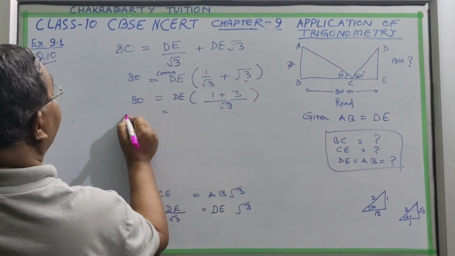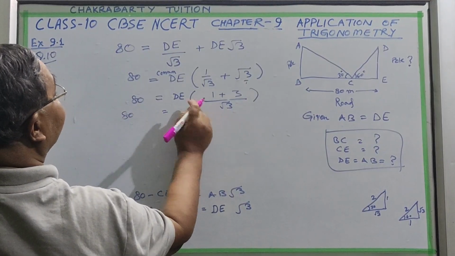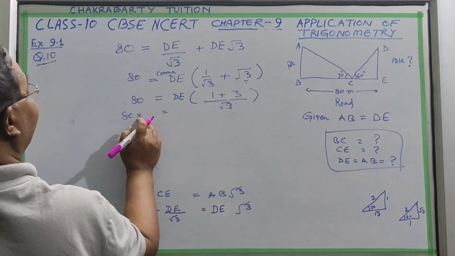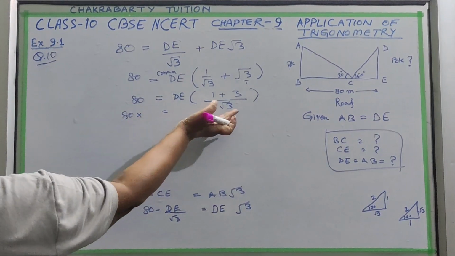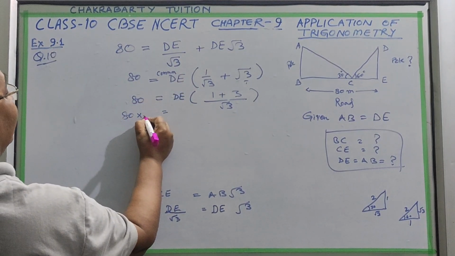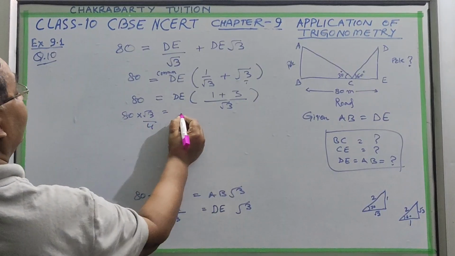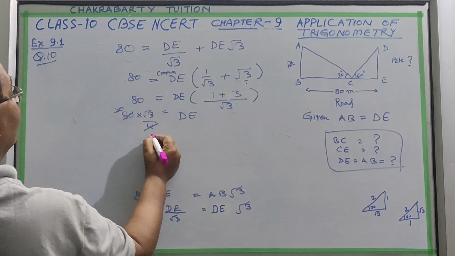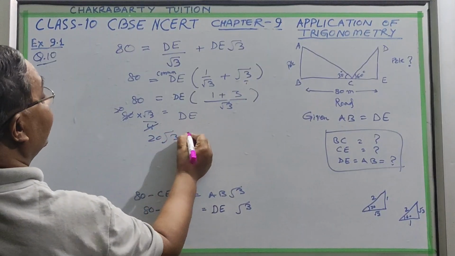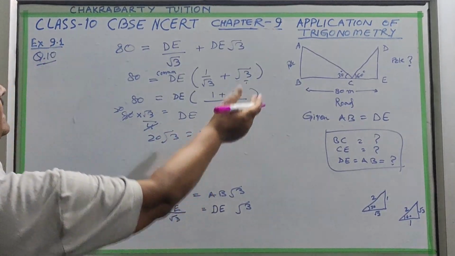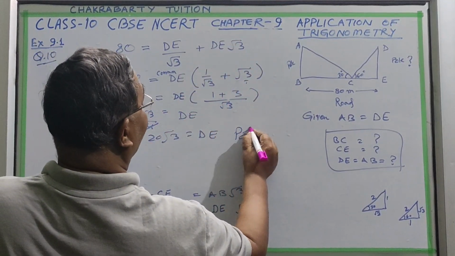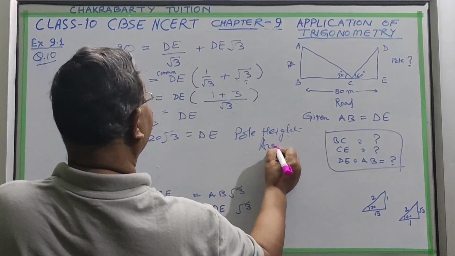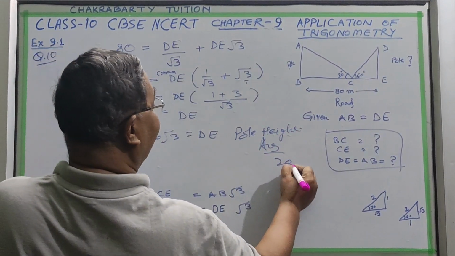So 80, this figure is on multiply. Here it is a divide sign, now we will reverse it and put a multiply sign. Under root 3 upon 4 is equal to D. So we can cut 20. So 20 under root 3 is equal to DE. DE means pole height. So one problem is solved. This pole height is your 20 under root 3.